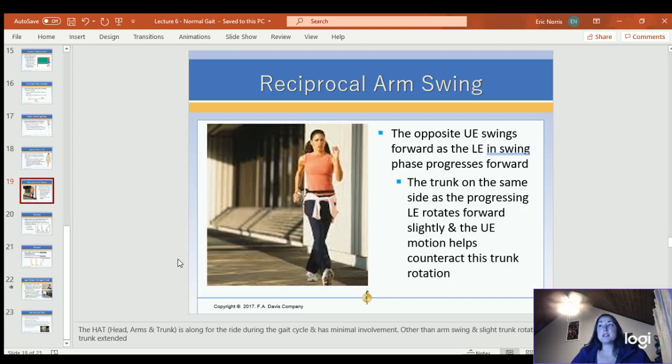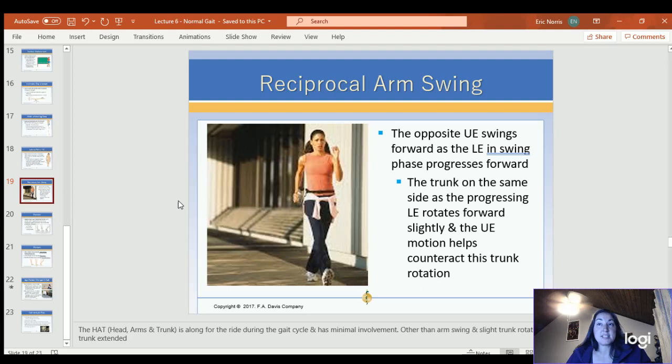Reciprocal arm swing. Whenever you're swinging one leg forward, the opposite arm is actually swinging at the same time. The trunk on the side of the limb progressing forward actually rotates forward slightly, and the arm swinging on the opposite side helps to counteract that trunk rotation.